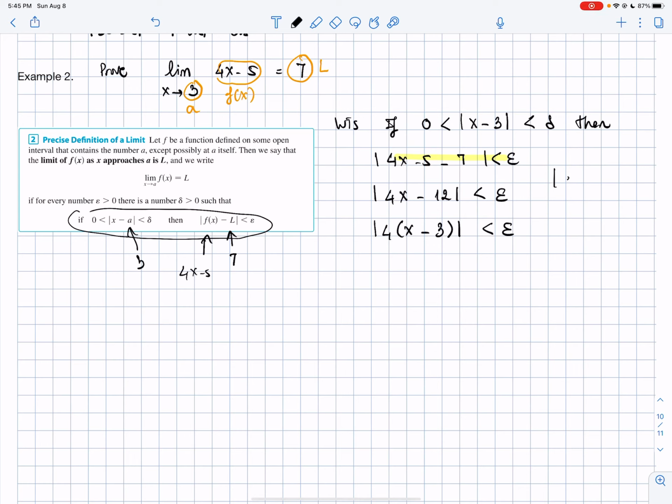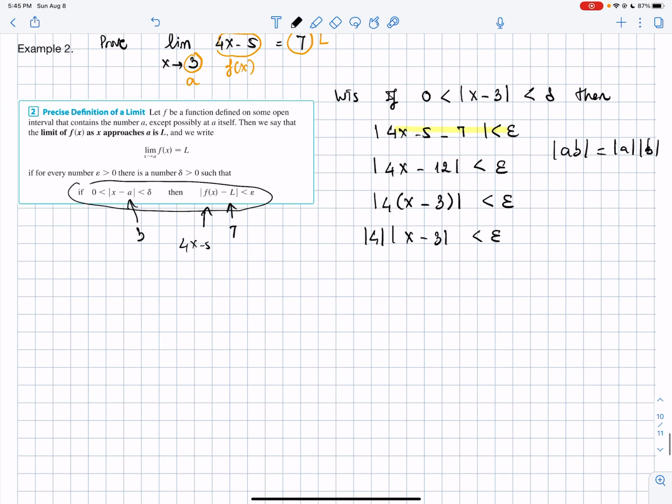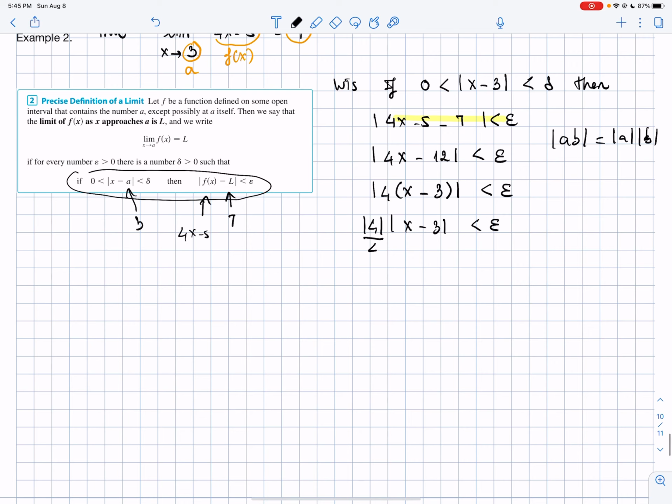And we know that if we have the absolute value of a times b, we can separate them, right? So we will have the absolute value of 4 times the absolute value of x minus 3 less than epsilon. The absolute value of 4 is 4. So we divide 4 on both sides. So we get the absolute value of x minus 3 less than epsilon divided by 4.